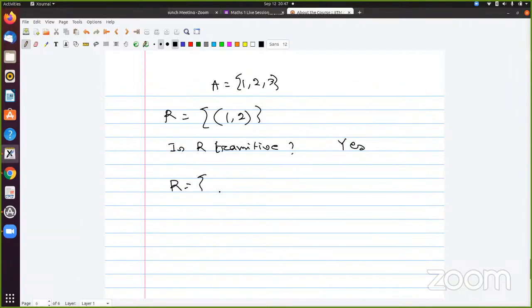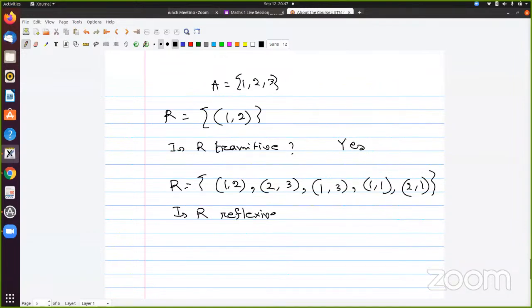Now next question. This is just to know whether you have understood this relation or not. The relation is 1 comma 2, 2 comma 3, 1 comma 3, 1 comma 1, 2 comma 1. First tell me whether it is reflexive or not. No, sir. Why? Every element should have its pair, but some are missing. Basically 1 comma 1 is there, but 2 comma 2 and 3 comma 3 are not there, right?